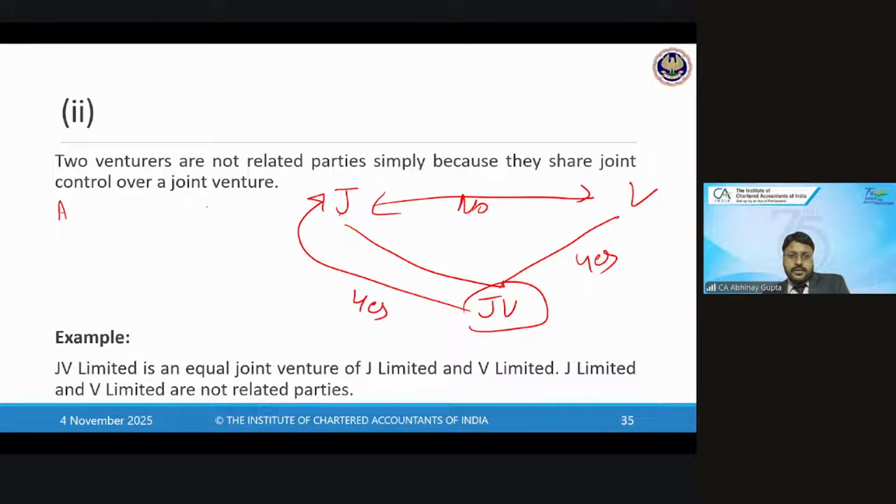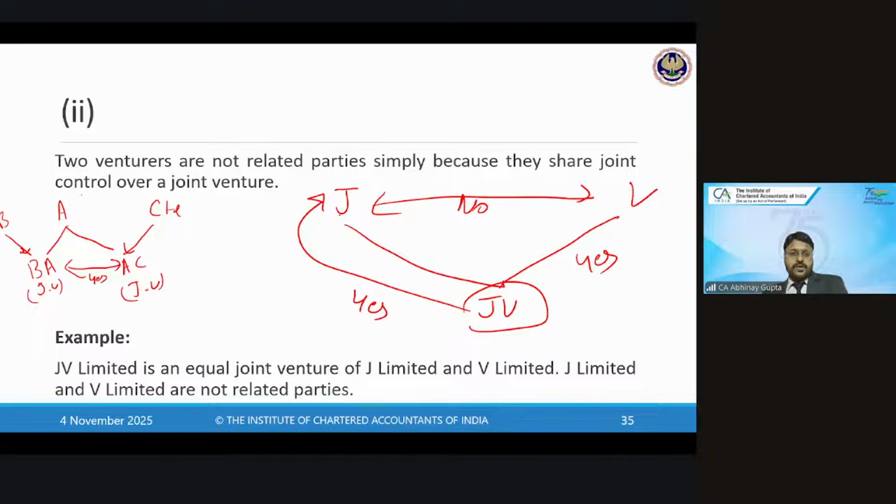A Limited is having a JV, AB Limited, with B Limited, which is another joint venturer. And C Limited is another joint venturer, and here is AC Limited, a JV, right? This is the structure. Now, in this structure, are B and AC JVs related to each other, yes or no? Yes, sir.